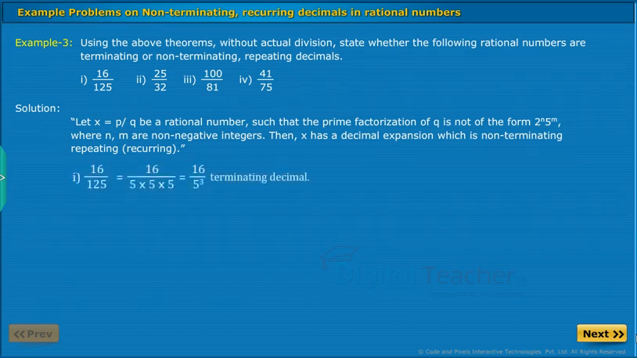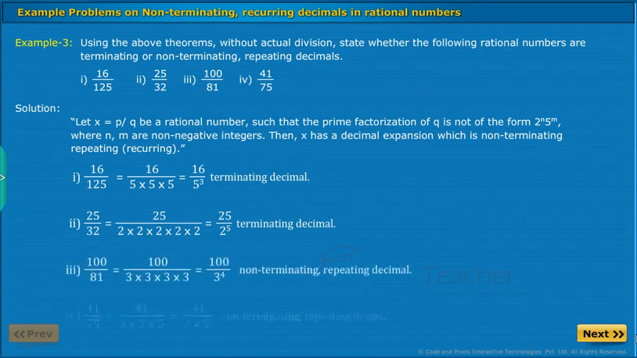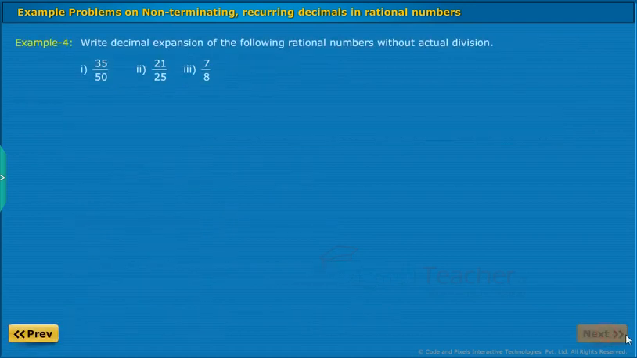1. Here 16 by 125 is expressed as 16 by 5 into 5 into 5, which is in turn expressed as 16 by 5 cube, which is a terminating decimal. 2. Similarly, the decimal expansion of the remaining numbers is as shown on screen. Example 4. Write the decimal expansion of the following rational numbers without actual division. The decimal expansion of the following rational numbers is as follows.